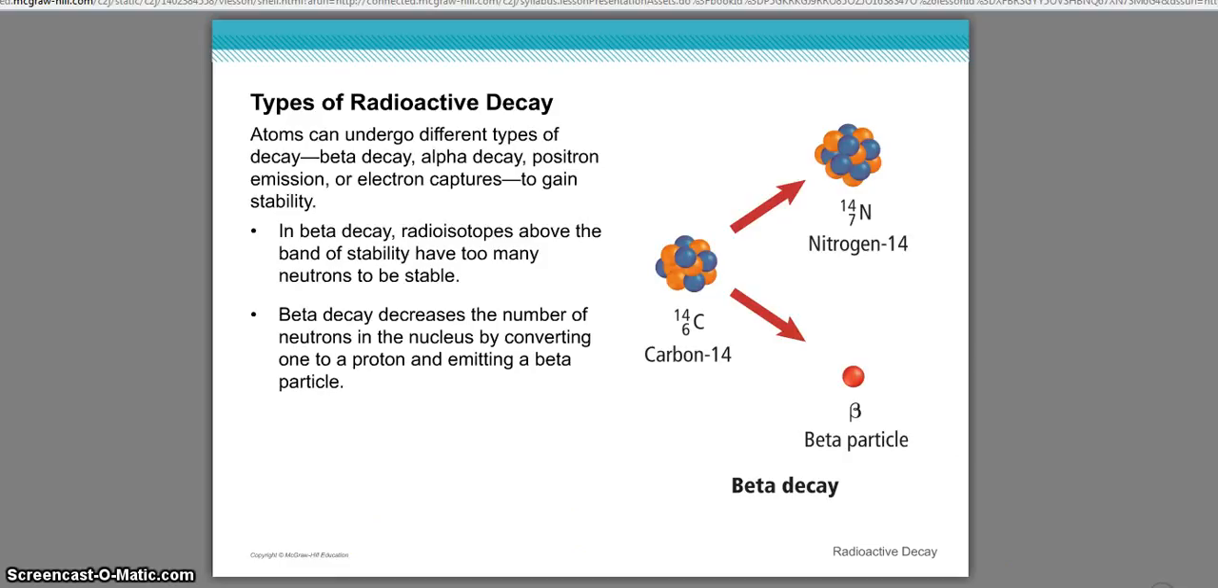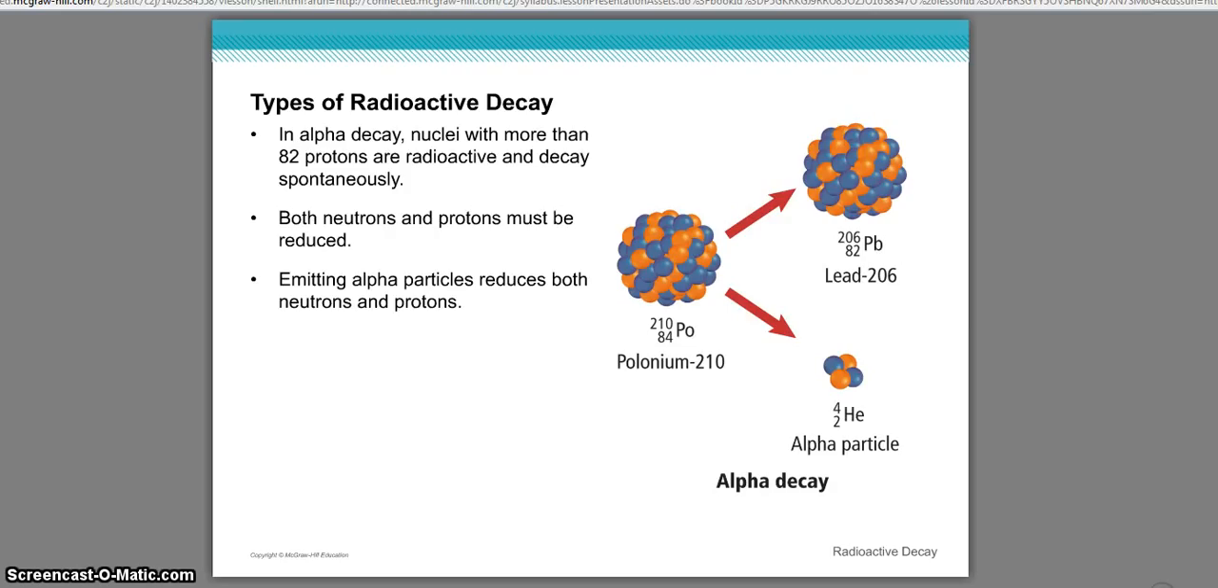And then elements can also undergo alpha decay. If they really are just too big, they have too many protons and neutrons in their nucleus, then they'll give off alpha particles, which will make both the proton and neutron number reduced. So here we have polonium-210. And you can see it gives off an alpha particle, which is 2 protons and 2 neutrons, and it becomes lead-206. So it's just a little bit smaller and it's trying to be stable.